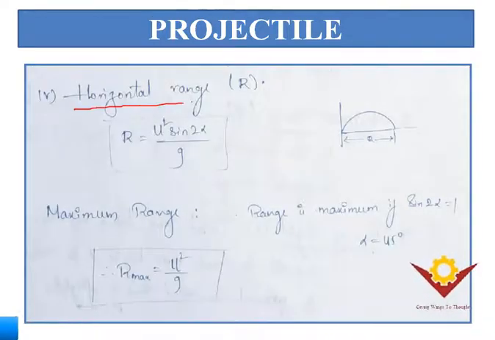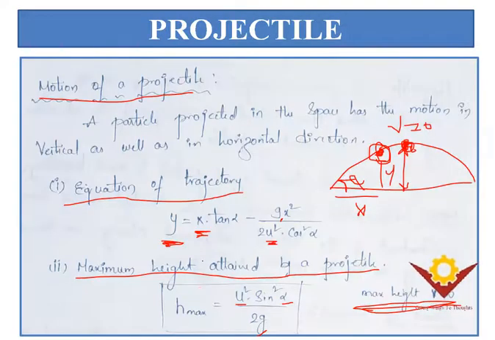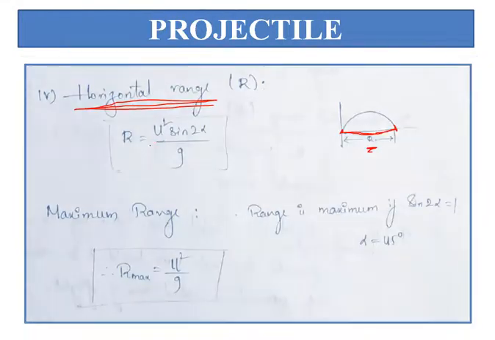And now this is your horizontal range. You have already seen this. From the point of projection to the point where it reaches the ground is your horizontal range, and it is designated as R. For that, the formula is u square sine 2 alpha by g. And the previous one is the maximum height, which is u square sine square alpha by 2g. But for this it is u square, not sine square, it is sine 2 alpha by g. Don't confuse maximum height and the horizontal range.